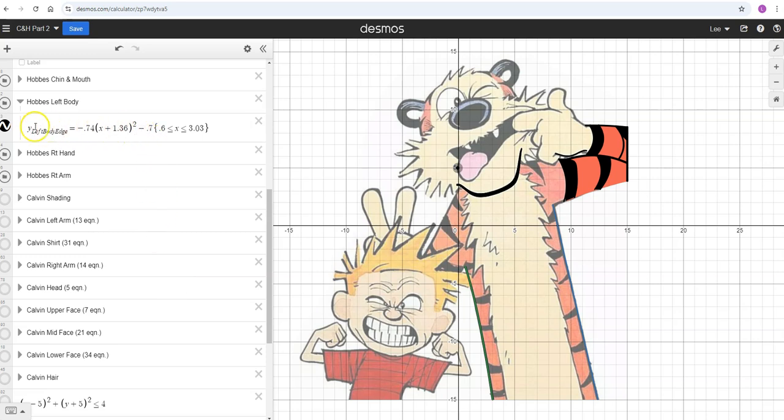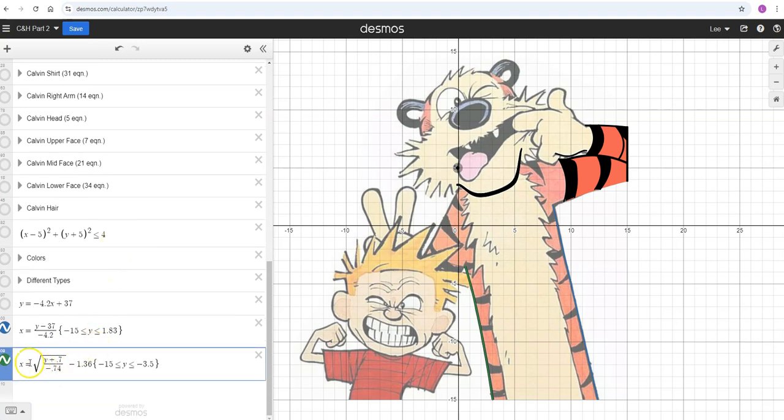All right, so rearranging this, I can add the 0.7, divide by the negative 0.74, take a square root, and we'll use the positive root because we want the right side of the parabola, and then finally subtract off that negative 1.36. So it's basically undoing all the operations. So I've done that: added the 0.7, divided by the negative 0.74, and then subtracted off the negative 1.36. And now my y's are going between this negative 15 up to about negative 3.5.